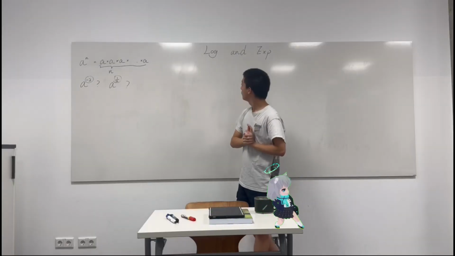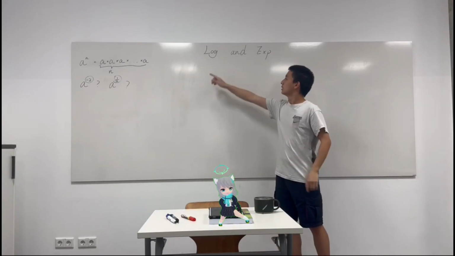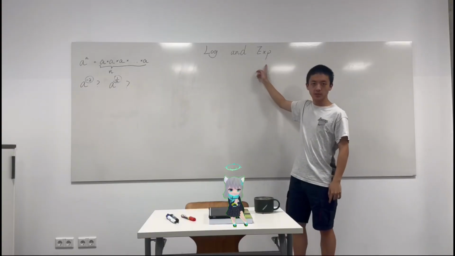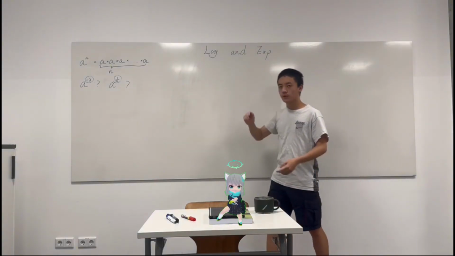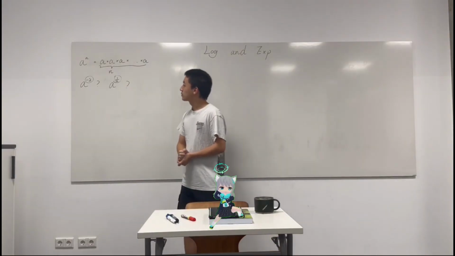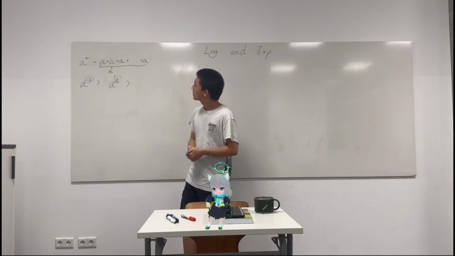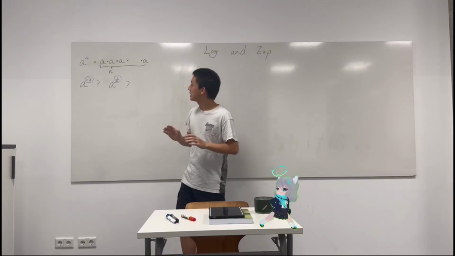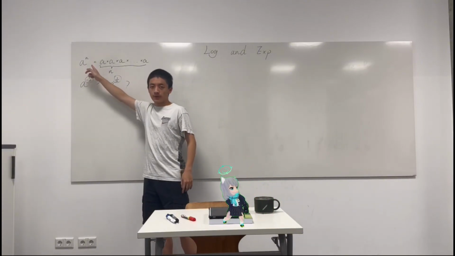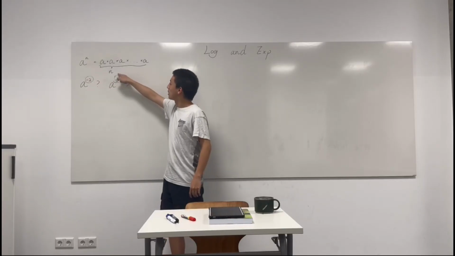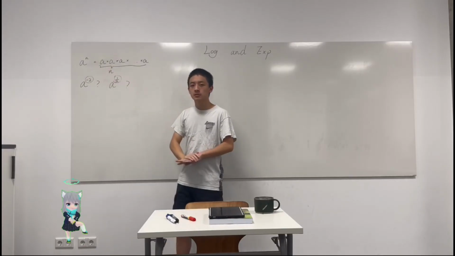So this video will introduce logarithm and exponent. First of all, let's review the definition of exponent. The original exponent is, for example, a to the power of n. It means n amount of a multiplied together.